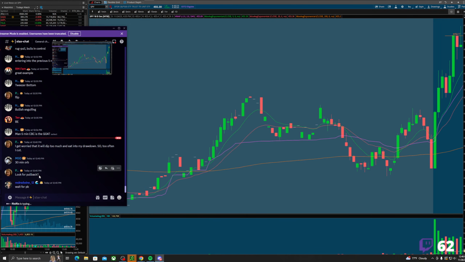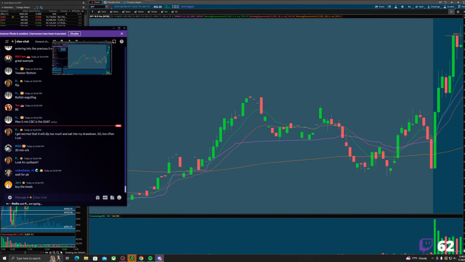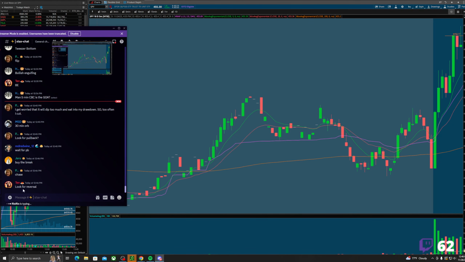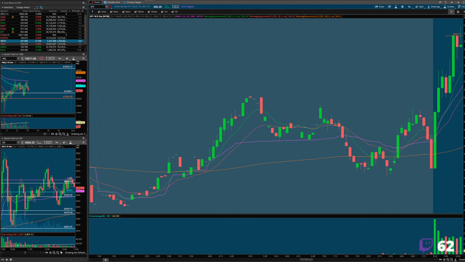Look for a pullback, right? Okay, there we go. Boom. Look for a pullback. So what should you not do? What should you not do then? If we're looking for a pullback, looking for a continuation, we shouldn't look for a reversal. Thank you, 10. Fire. We should not look for a reversal.